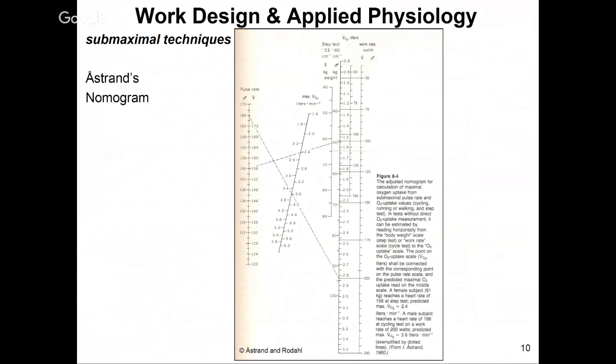On the left, you have the pulse rate. We have VO2 max, and we haven't really talked about that. That is the maximum amount of oxygen that you're able to uptake during any intense exercise.